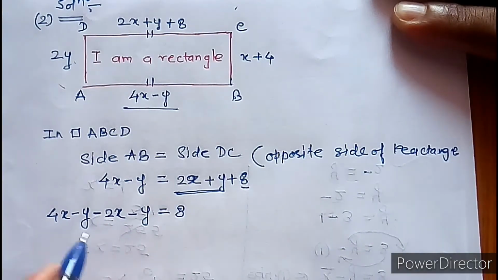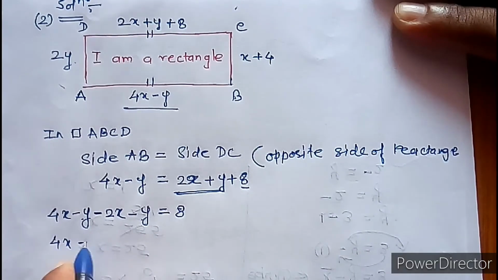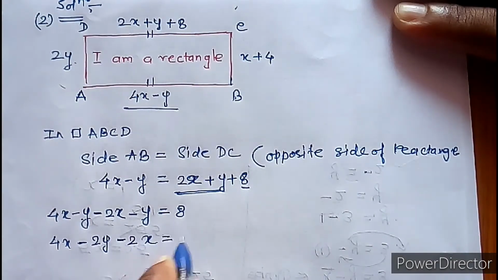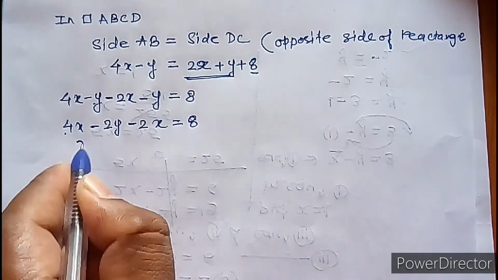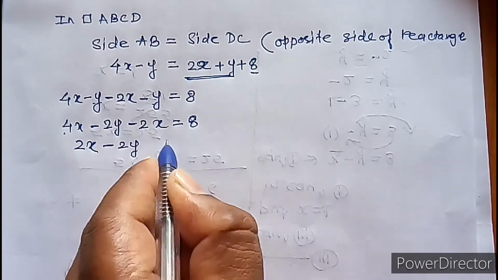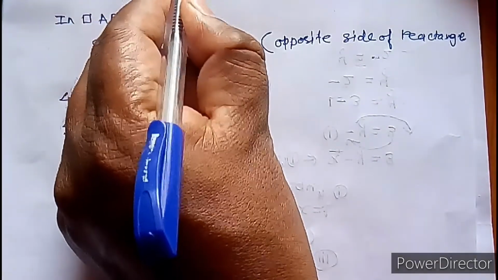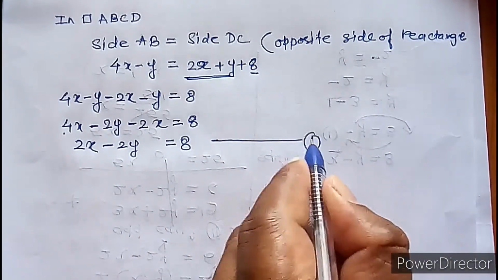Now on solving this we get 4x minus 2x minus y minus y equals to 8. Here 4x minus 2x is 2x, minus 2y as it is, equals to 8. We get this equation from this side. Give it number 1.